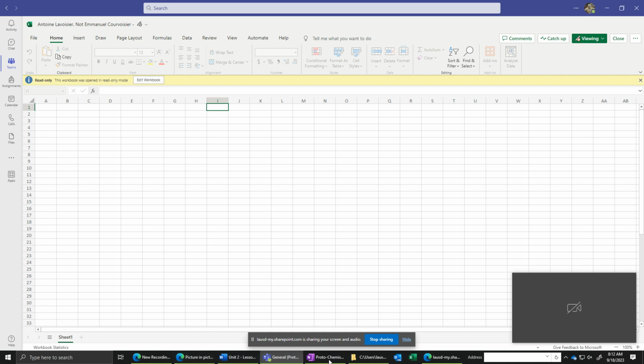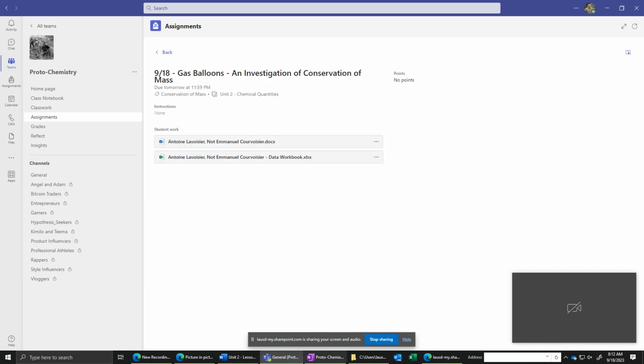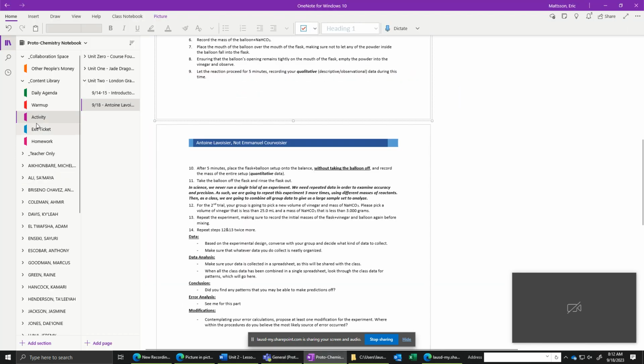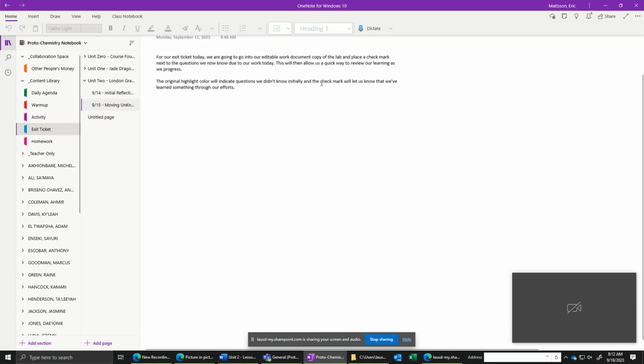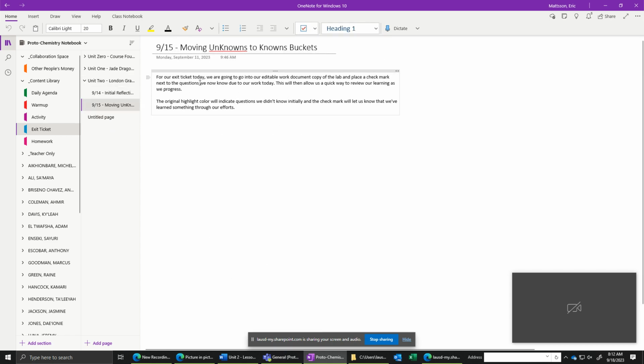Okay, and so that's the lab that we're going to be working on today. It's the first of our groupings of labs here. And then finally, exit ticket, we're just going to clean up. So make sure everything is cleaned.